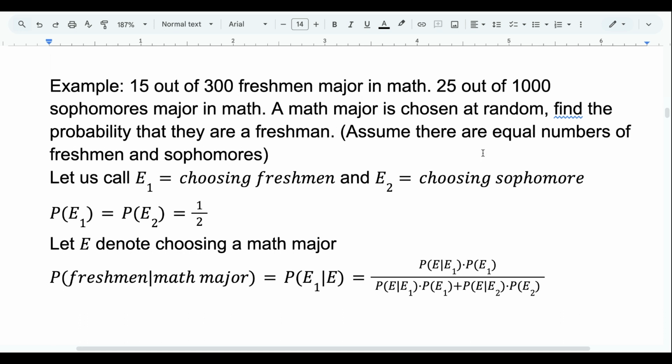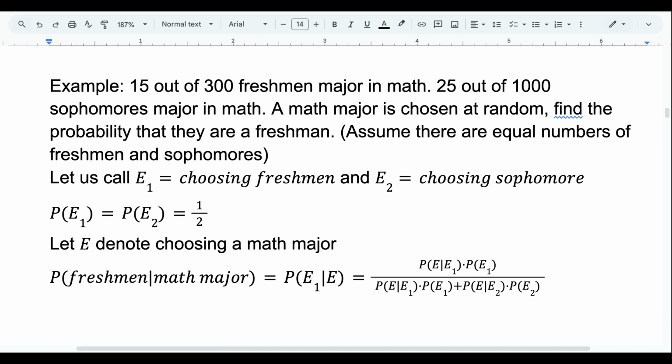All right, let's take a look at another example here. 15 out of 300 freshmen major in math, 25 out of 1,000 sophomores major in math. A math major is chosen at random. Find the probability that they are a freshman. Assume there are equal numbers of freshmen and sophomores. So they're giving us ratios, they're giving us probabilities. They're not actually telling us the totals here. We're assuming that they're the same.